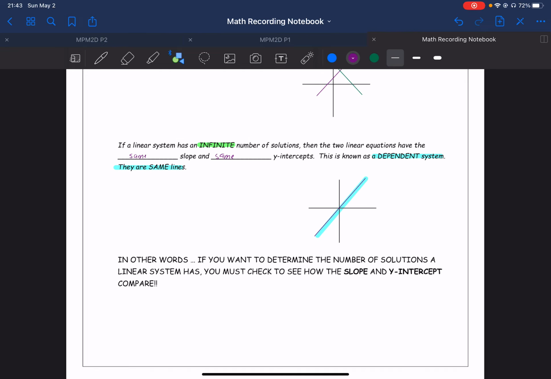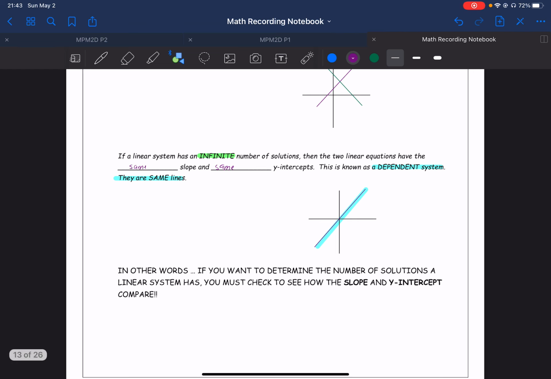In other words, if you want to determine the number of solutions that a linear system has, just check how the slope and y-intercept compare. So if you have the slope and y-intercept being the same, that means they're the same line. If you have two lines that have the same slope, they're parallel, which means they're never going to cross. So there is no POI. Now, if you have different slopes, then you're going to have a system that will cross at one point or another. It may depend on where you're graphing it, but they will cross at some point.